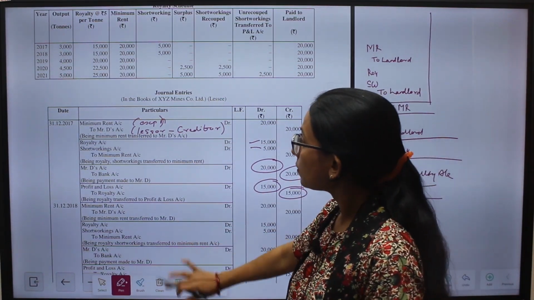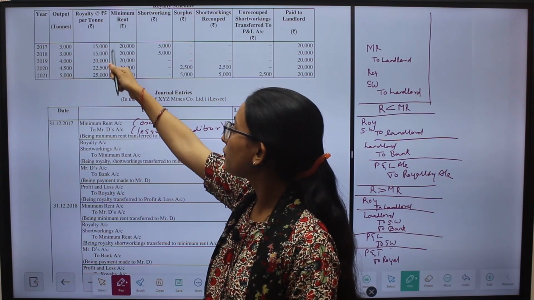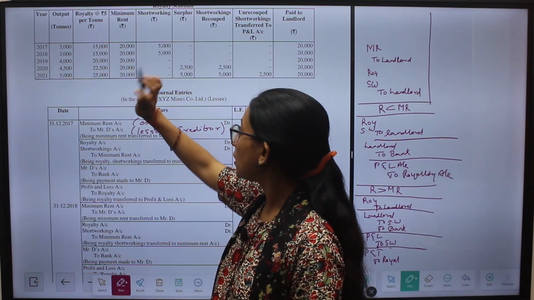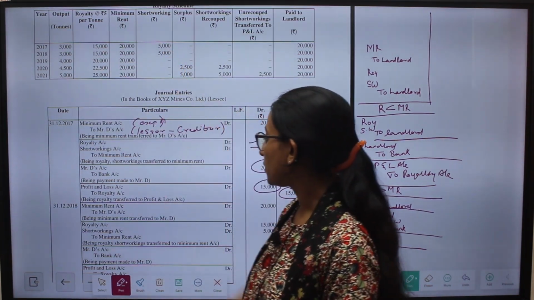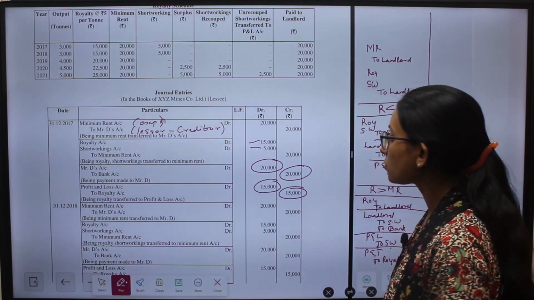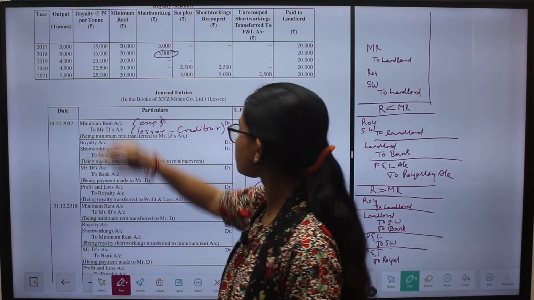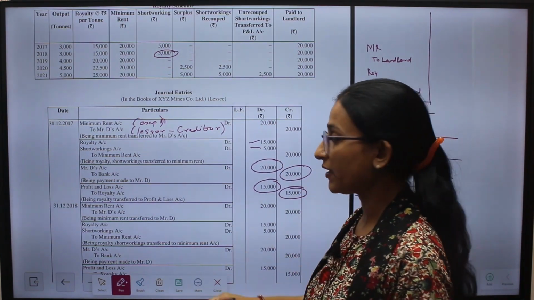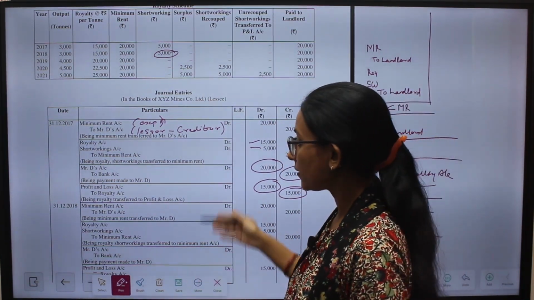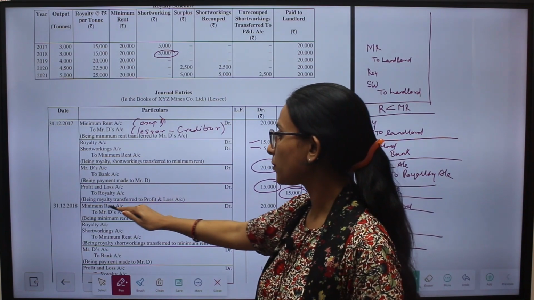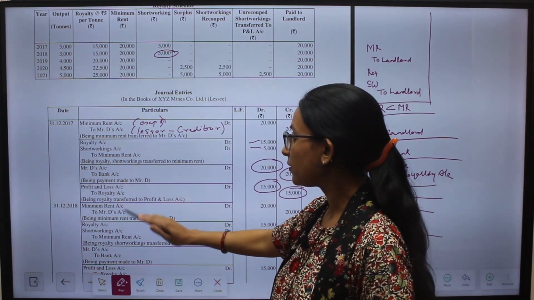In the next year, again the situation is the same. 15,000 is the royalty earned and minimum rent is 20,000. So it is also the case of short working of rupees 5,000. So here also, whenever the short working arises and the question says that you have to prepare a minimum rent account, the entry will differ.